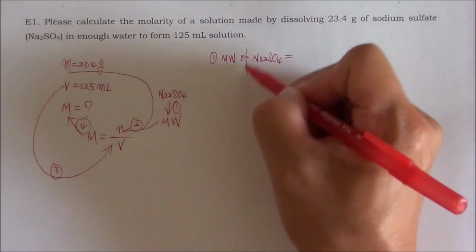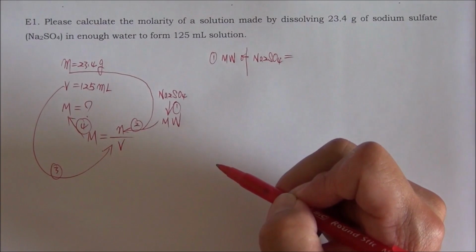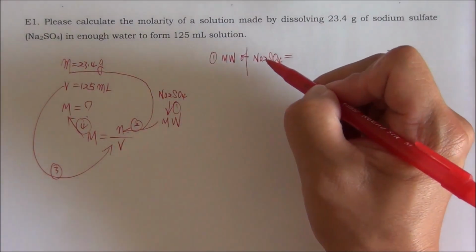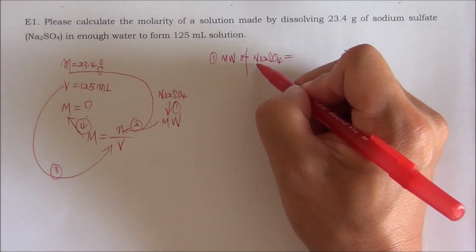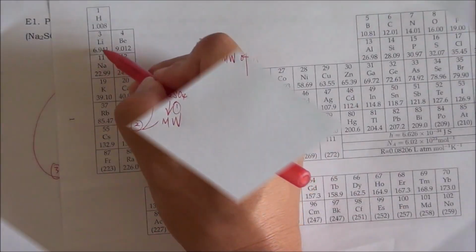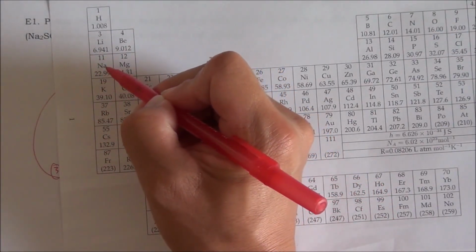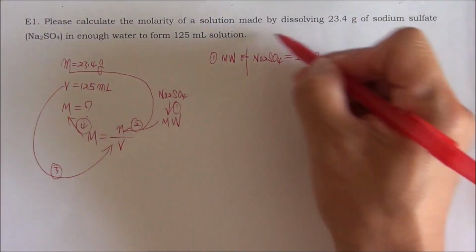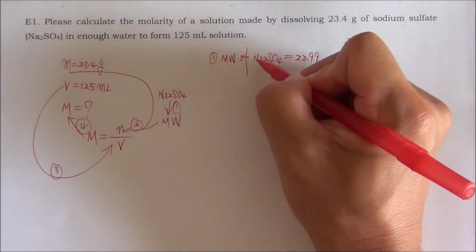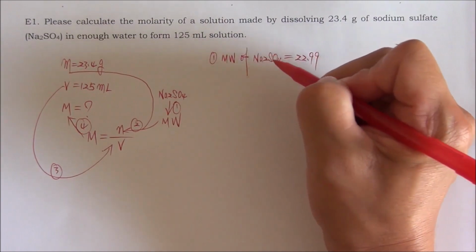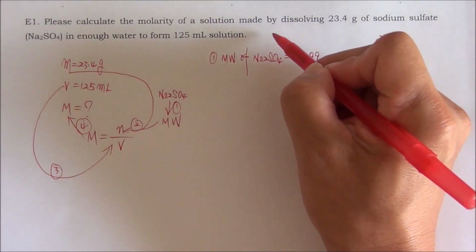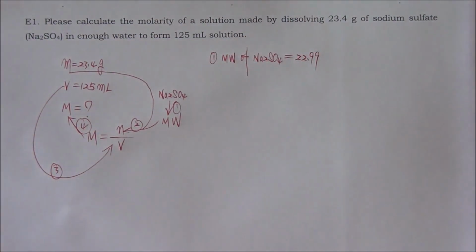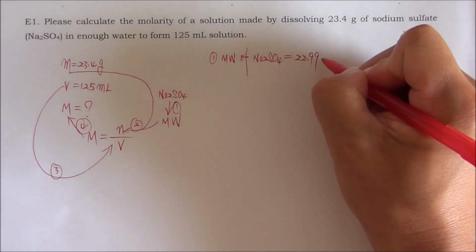To calculate the molecular weight of a chemical, we need a periodic table to find the atomic weight of every element in the molecule. This is sodium. The atomic weight is 22.99. From the formula, we can see that we have 2 moles of sodium atoms in 1 mole of sodium sulfate molecules. Therefore, we need to multiply by 2.